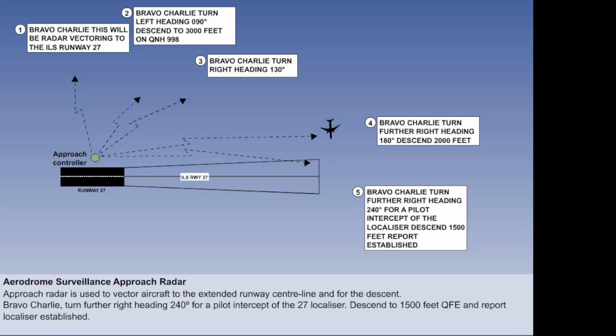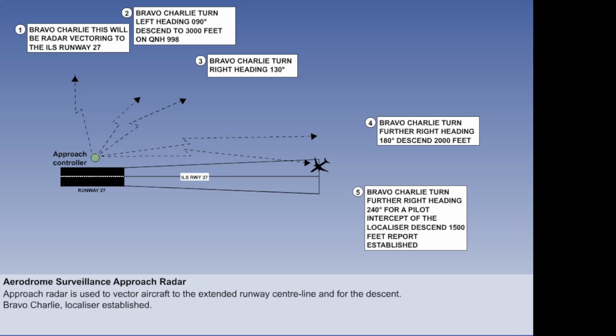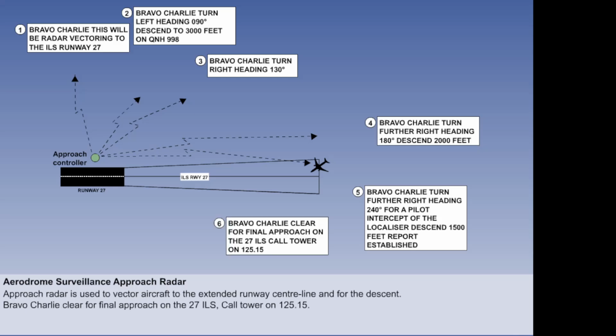Bravo, Charlie. Turn further right, heading 240 degrees, for a pilot intercept of the 27 localizer. Descend to 1,500 feet QFE and report localizer established. Bravo, Charlie. Localizer established. Bravo, Charlie. Clear for final approach on the 27 ILS. Call tower on 125.15.